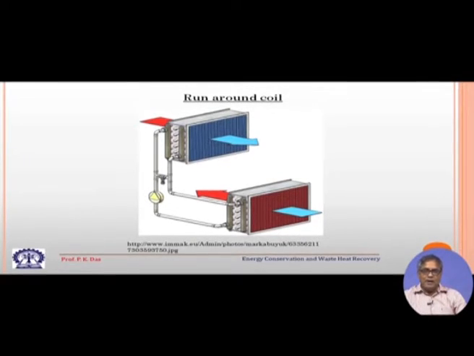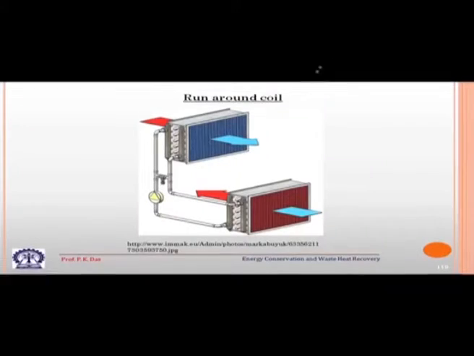This is one of the main applications of run around coil, but there could be other applications also, in big industrial systems. But in most of the cases, for gas to gas heat exchange from a hot gas stream to a cold gas stream, this kind of run around coils are used. It has got limitations also.